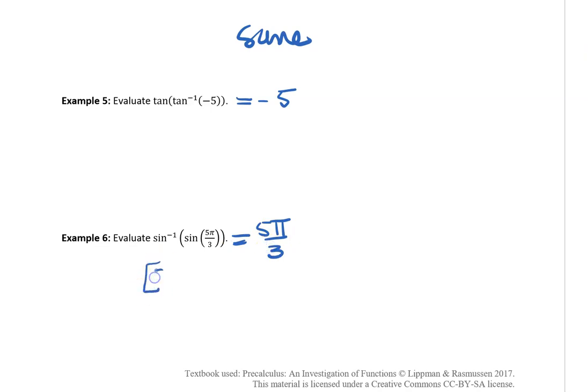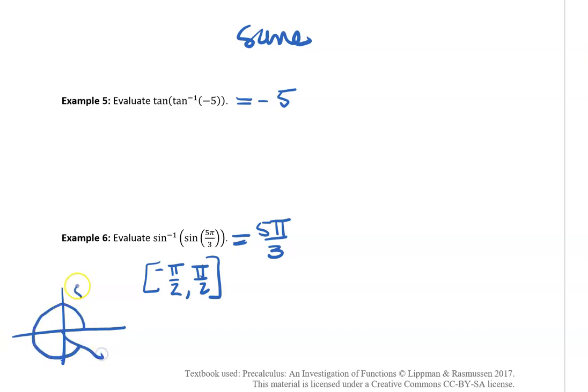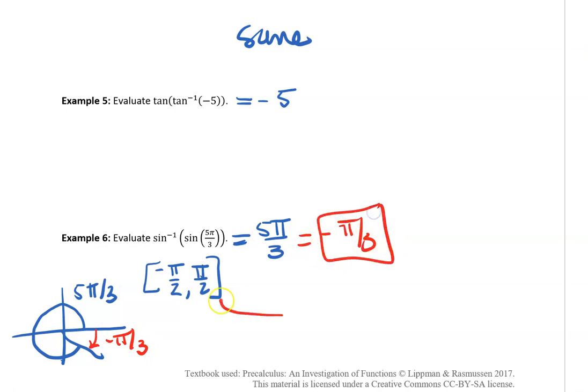But arc sine is restricted between -pi over 2 and pi over 2. So I need to find that alternate coterminal angle. So if this is 5 pi over 3, then the alternate coterminal angle would be -pi over 3. And that would be the correct answer for this because of the restricted domain. So you really need to maybe grab a Post-it note and have those restricted domains handy as you work through these inverse functions.